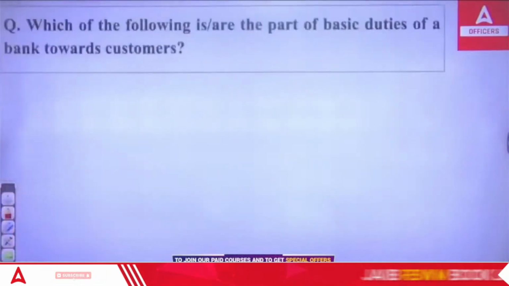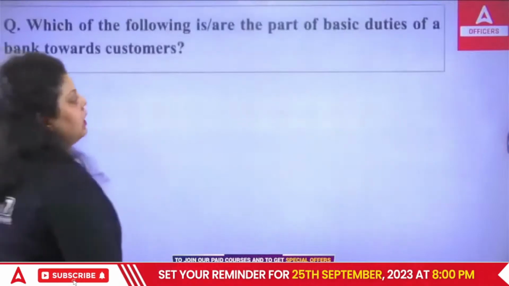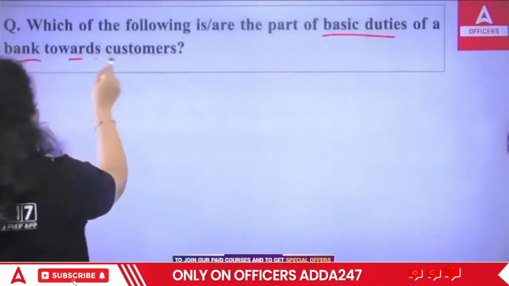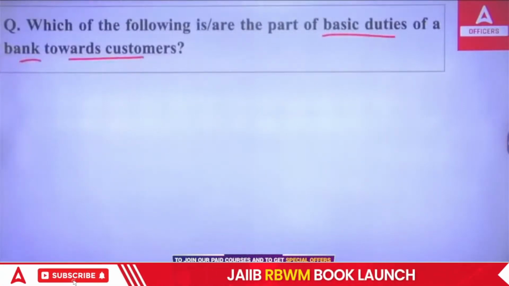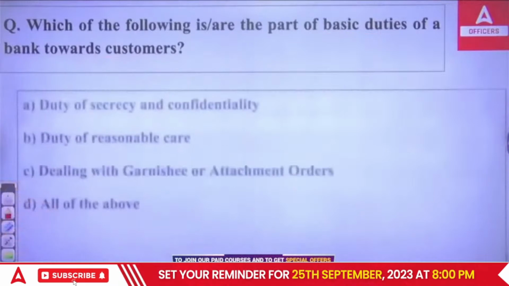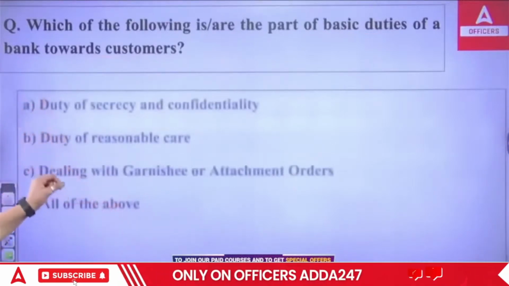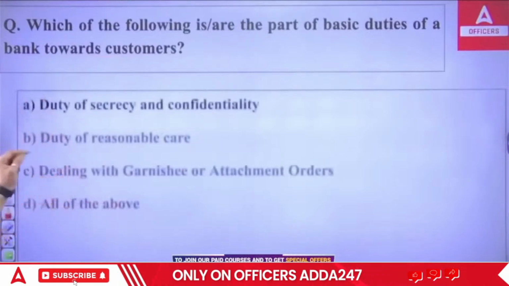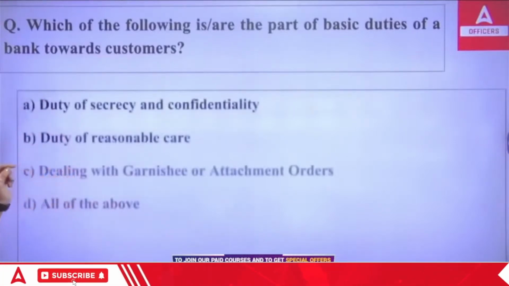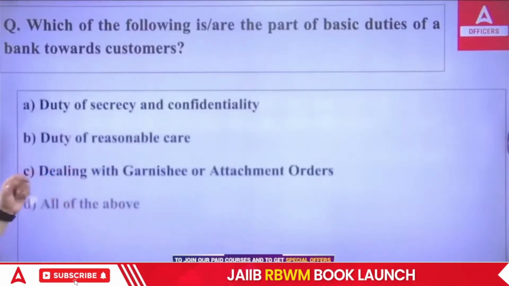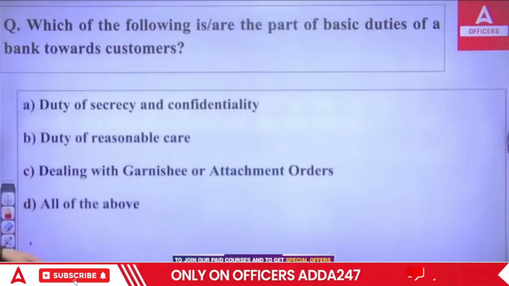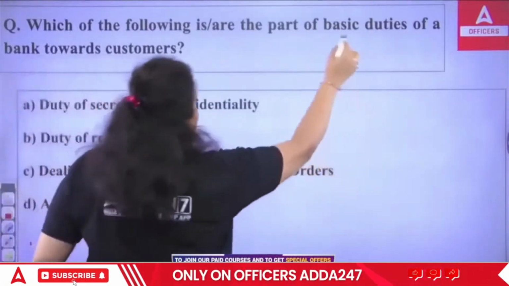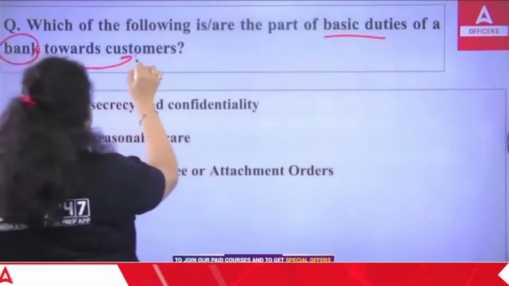Now next question is talking about which of the following are the part of basic duties of a bank towards customer. So bank have certain duties, certain responsibilities toward the customer. Out of these four, which of the following is the duty of a bank? So first we have duty of secrecy and confidentiality. Second, duty of reasonable care. Third, dealing with garnish or attachment order. Fourth, all of the above. So out of these particular duties, which of the following duty is the basic duty of a bank towards the customer?